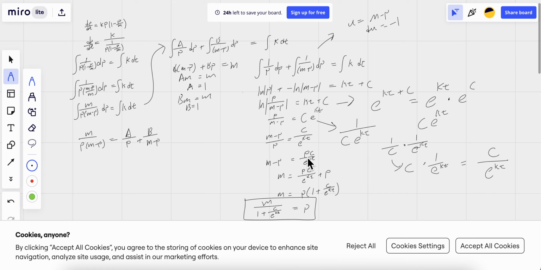So M minus P equals P times C over e to the kt. And M is therefore equal to PC over e to the kt plus P. And from here, we can factor out the P. So M equals P times (1 plus C over e to the kt). And to get P by itself, we just divide both sides by this piece. So P equals M over (1 plus C over e to the kt). And that is how you derive the general solution for this differential equation.